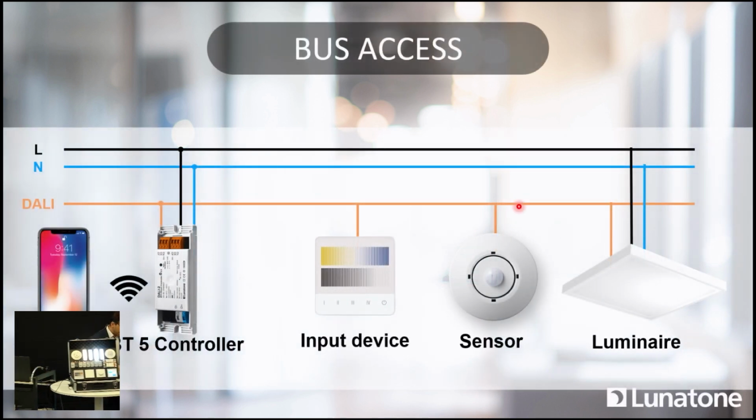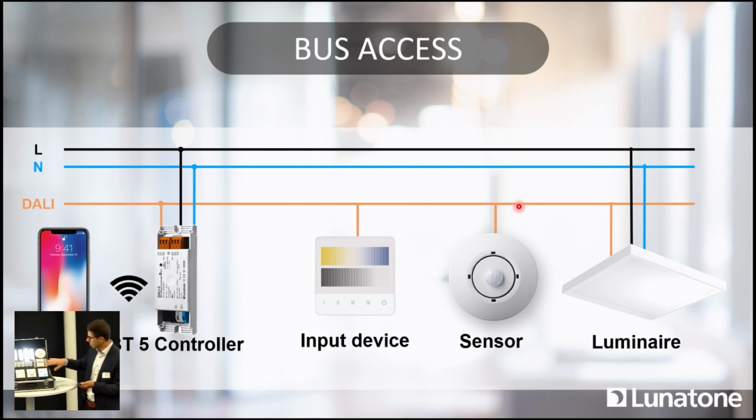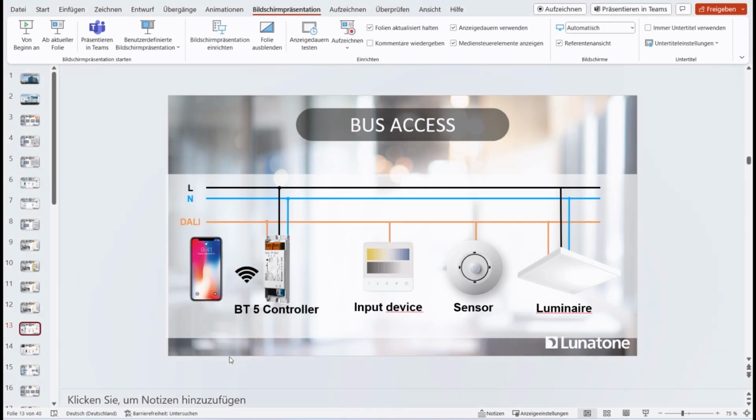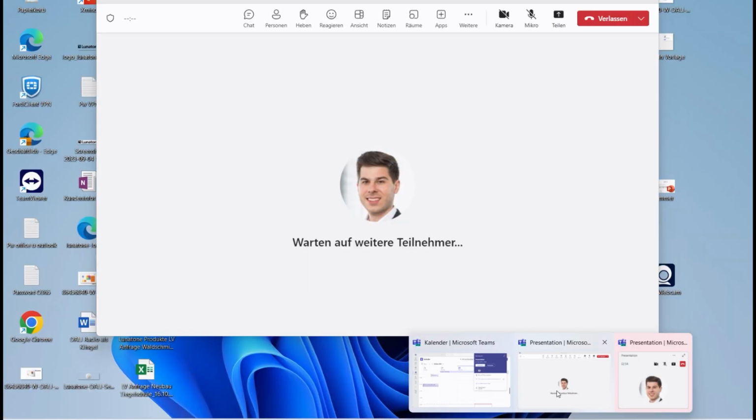So now you wonder, how is this addressing done? How can I access the bus? Somehow I need to contact those devices, right? And there are multiple approaches. You could use this BT5 controller, which has the possibility to do that via the phone. And I will show that to you right now, because at least I'm trying to do so.